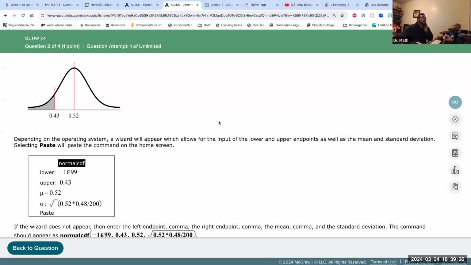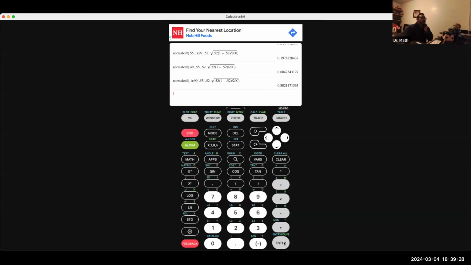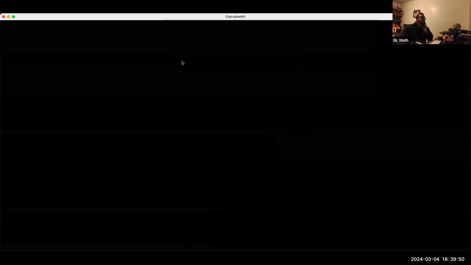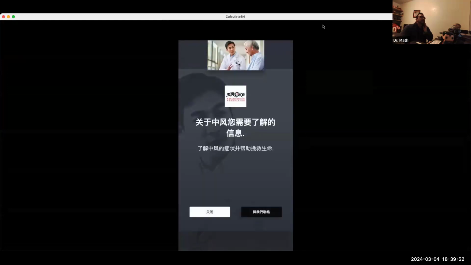Let's share that screen. So I hit second, enter. The only thing I'm going to change is our upper bound to, I think it's 0.43. Yeah, 0.43. Everything else stays the same. All right, hit enter. And notice it has this. If you ever get something like this and you want a decimal, just hit math and then decimal.